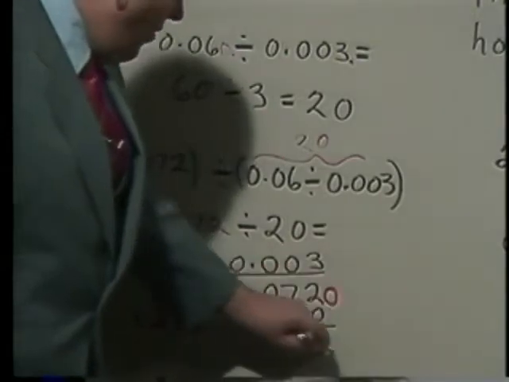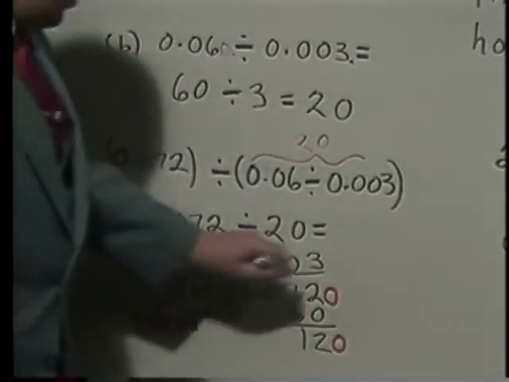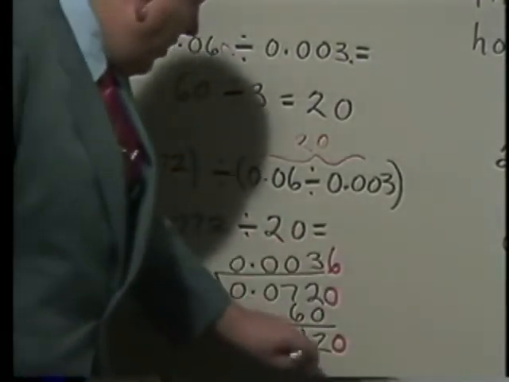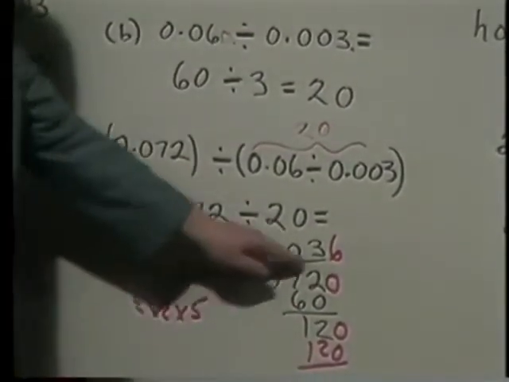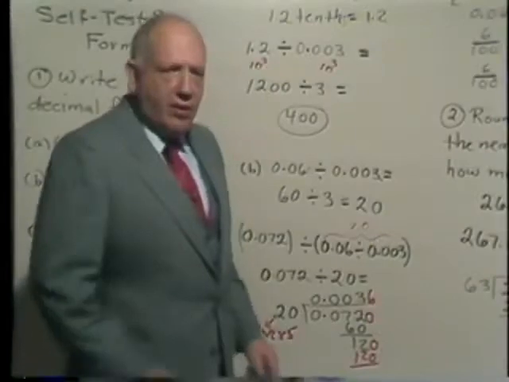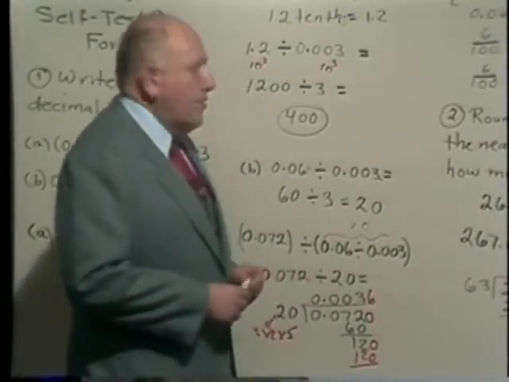I annex a 0, I bring down the 0, 20 goes into 120 6 times. Now there's no remainder. Now I've been amply rewarded. The problem is finished. It's 0.0036. That's the answer to the problem.